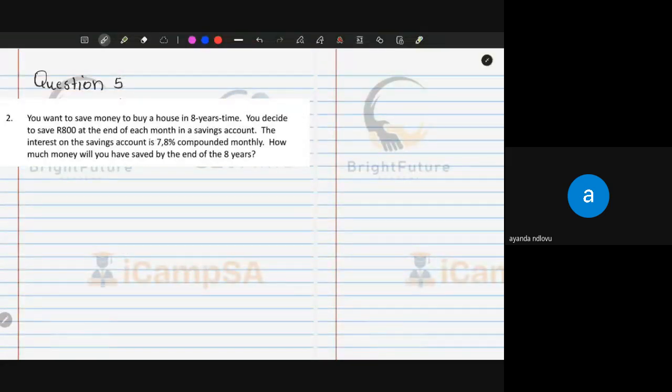Money to buy a house in 8 years' time. You decide to save 800 at the end of each month in a savings account. The interest on the savings account is 7.8% compounded monthly. How much money will you have saved by the end of 8 years?